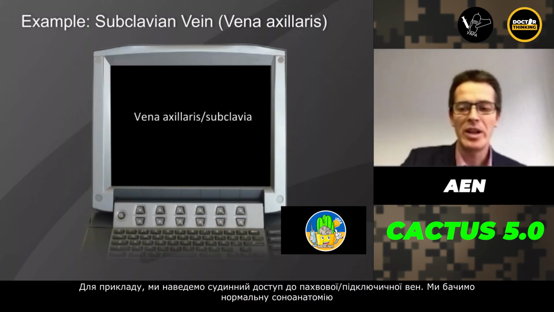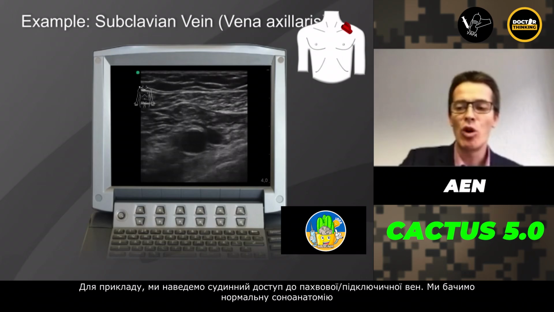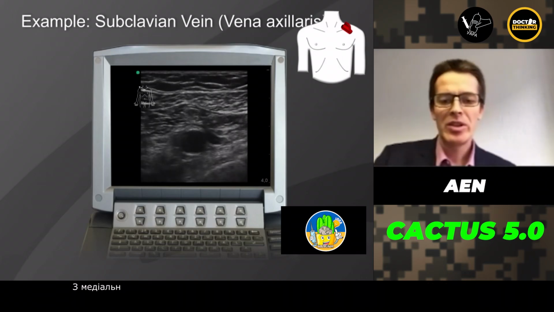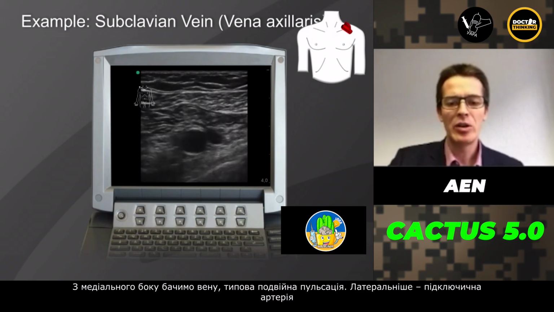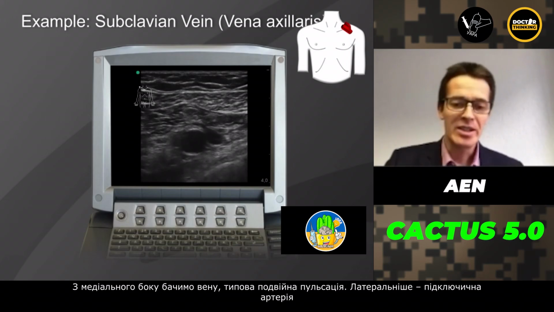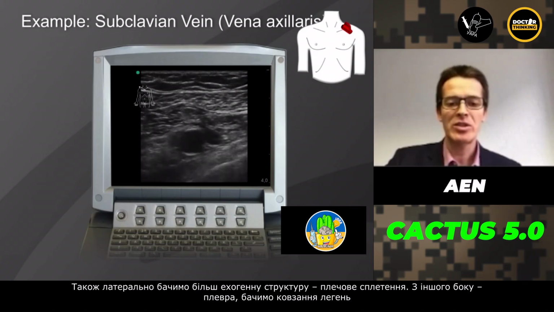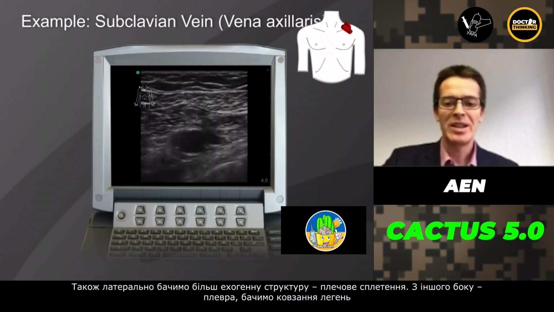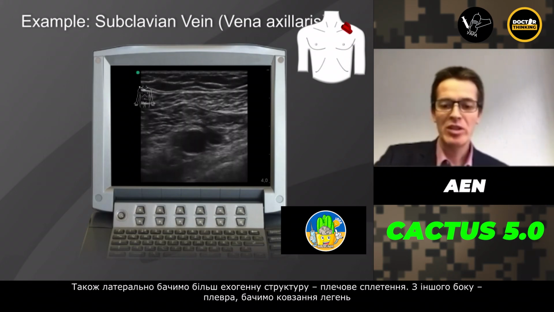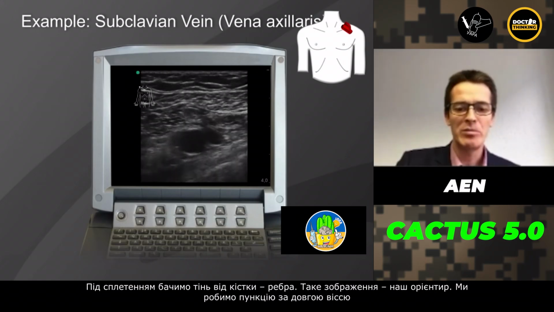As an example, we present a vascular access of the axillary vein or the subclavian vein. What you see here is the normal sonoanatomy. On the medial side, we look at the vein with the typical double pulsation, and lateral from this we have the subclavian artery. Again lateral, we see more echogenic structures, which represent the brachial plexus. On the other side, you see the pleura with some lung sliding, and under the plexus structures, you see a little bit of a bone shadow.